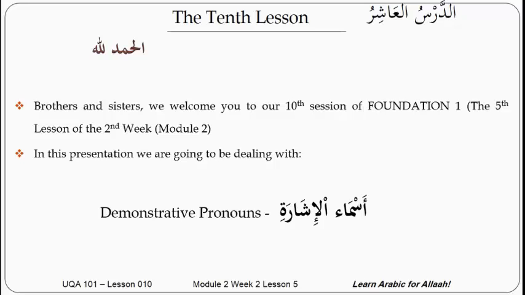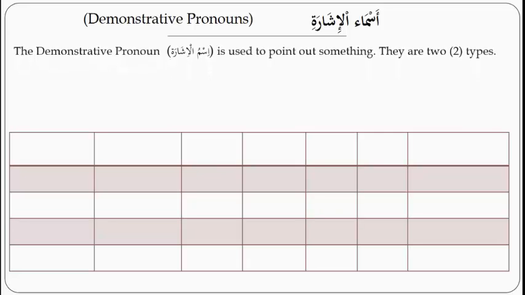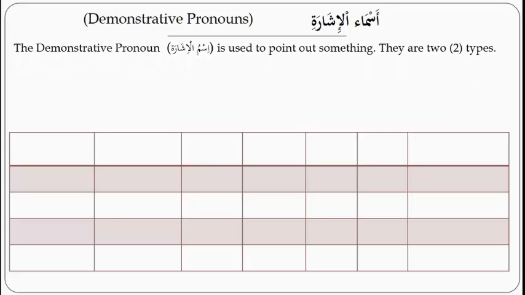In this presentation, we are going to be dealing with demonstrative pronouns, which is called in Arabic Asma'ul Ishara. Asma'ul Isharati, demonstrative pronouns. Notice the translation here for Asma is pronouns. And that is because pronouns fall under the category of ism, which its plural is asma, right? So we have the demonstrative pronoun here, it's ismul ishara, because it is a singular, right? The demonstrative pronoun, the ismul ishara, is used to point out something.